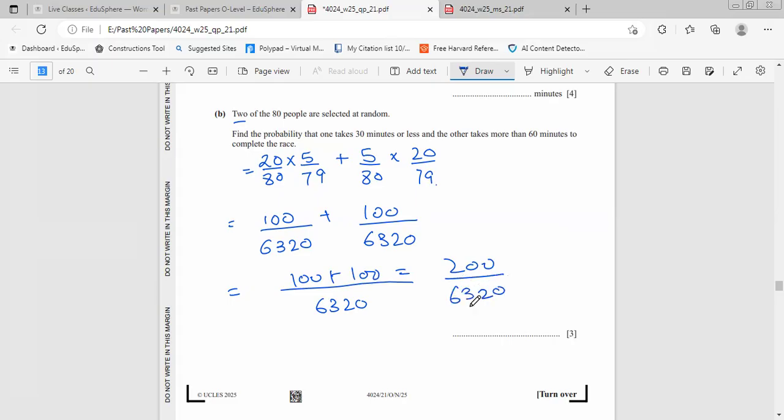And if I can simplify it, 200, maybe I can simplify it by 5. So 200 by 5, or I can simply cut this 0, so I can take it as 632 and 20. Let me check. 632 divided by 4 is 158, and 4 5s are 20. So the final probability will be 5 over 158, or you may even write 200 by 6320.